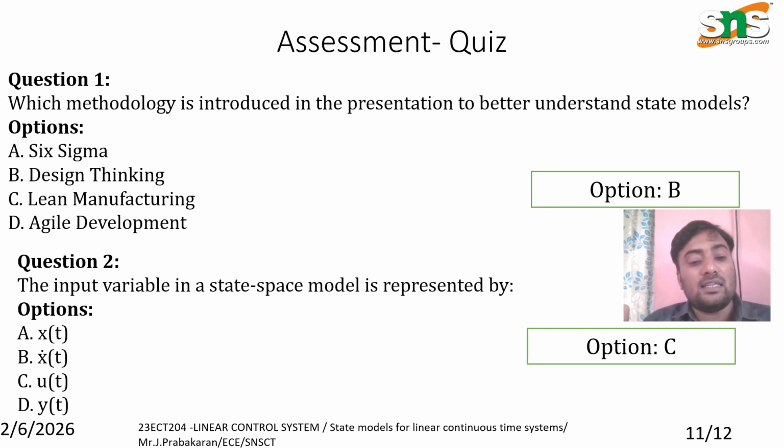And the second quiz is, the input variable in a state space model is represented by which, here you can see the four options. Which one is correct? Option C is the correct option. u of t is the correct option.